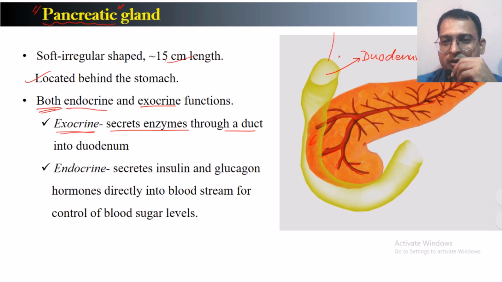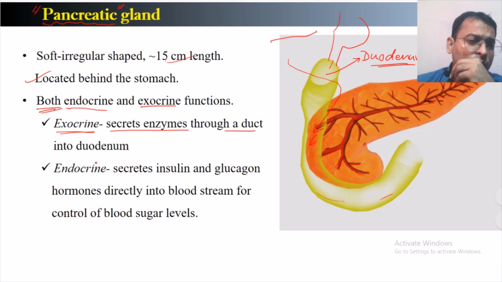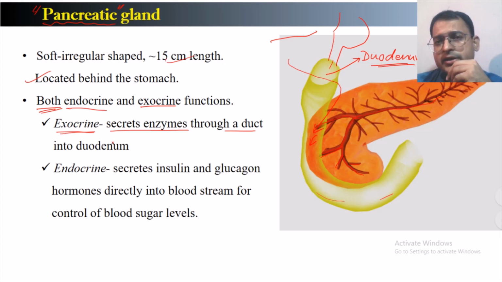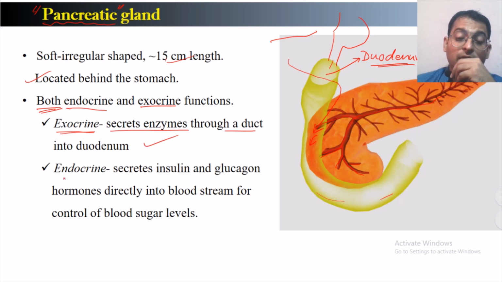So here the stomach is on the top, and here there is a small curved region. Here there is the liver, and from the liver the bile salts also enter through an opening at the duodenum region. So the pancreas has an exocrine function. It secretes the enzymes directly through pipes or ducts, therefore exocrine. It is also endocrine.